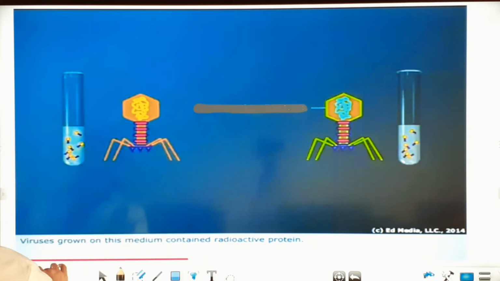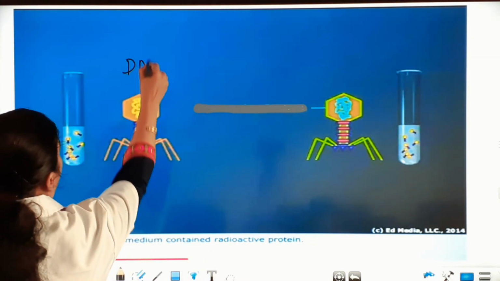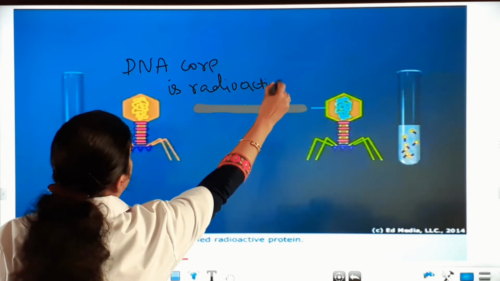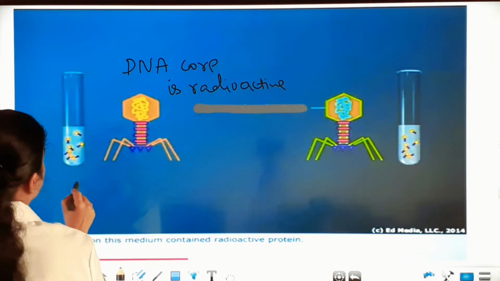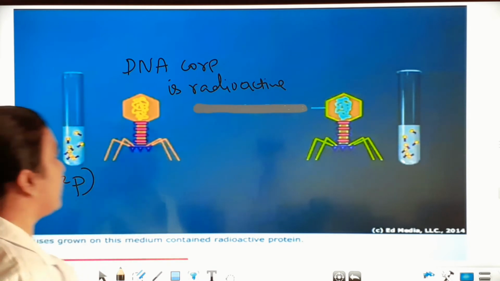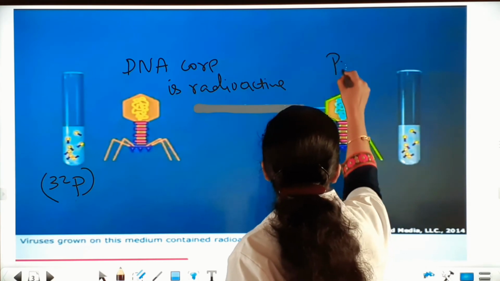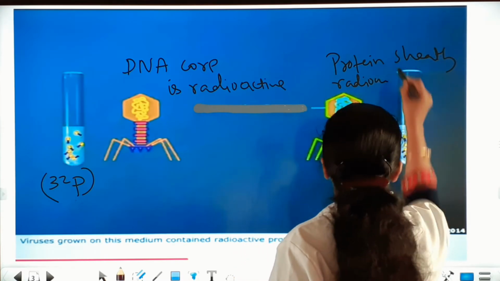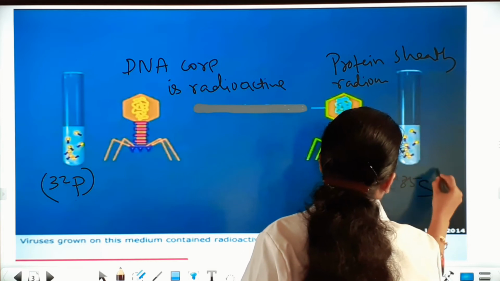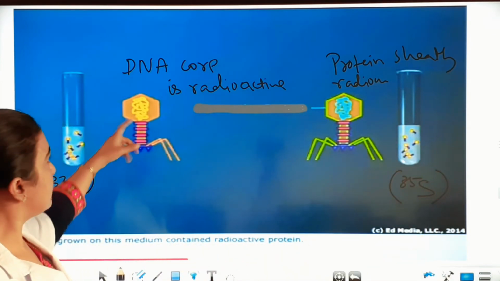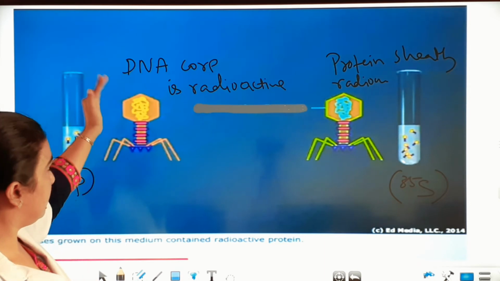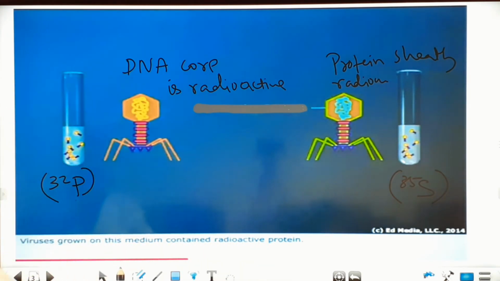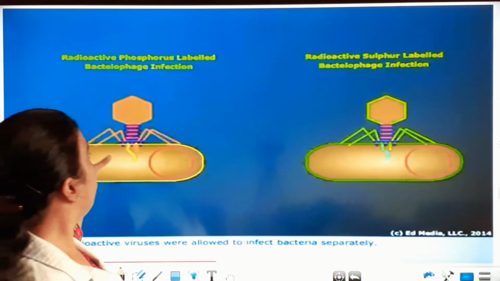So these are the two preparations. In this preparation, the DNA core is radioactive with the radioactive phosphorus. Okay, so here the protein part is radioactive. The protein sheath is radioactive with the radioactive sulfur. Here this yellow color indicates the DNA, radioactive DNA, and the blue color indicates the radioactive protein. Is it clear? And next we can see both were allowed to infect.